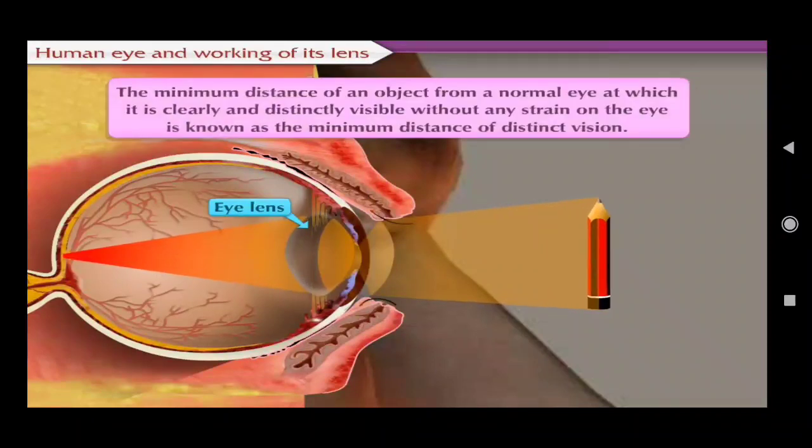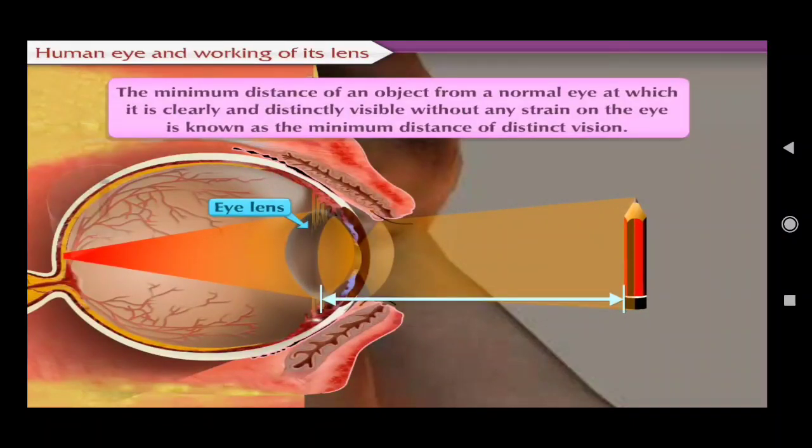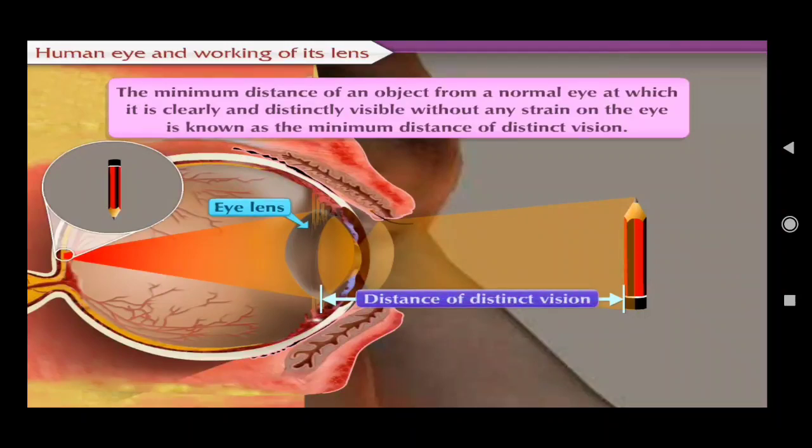The minimum distance of an object from a normal eye at which it is clearly and distinctly visible without any strain on the eye is known as the minimum distance of distinct vision. The position of the object at this distance is called the near point of the eye. For a normal eye, the near point is at 25 centimeters.